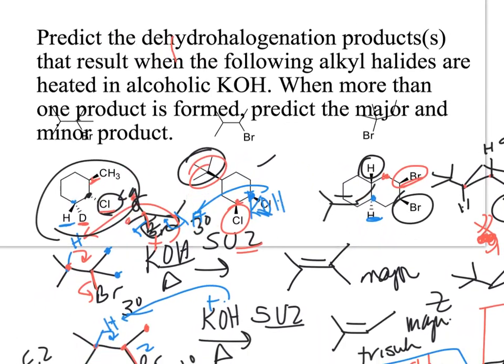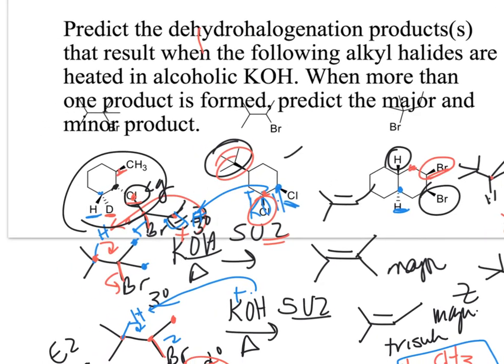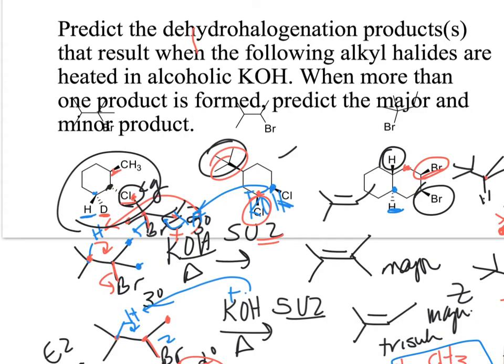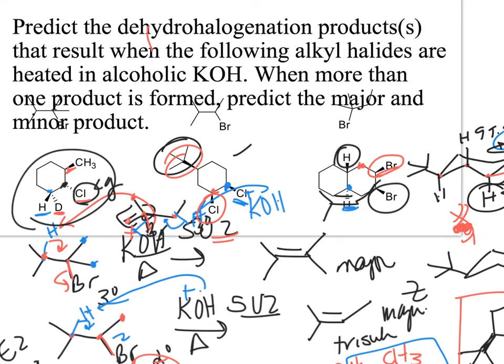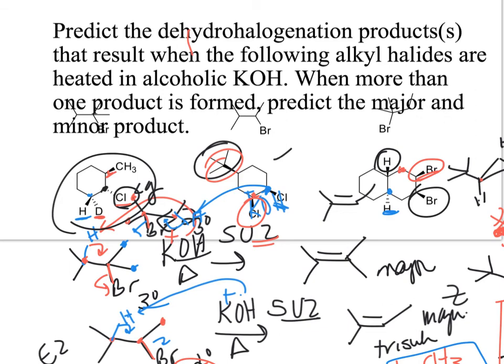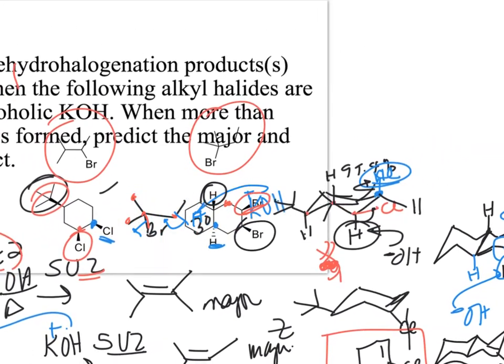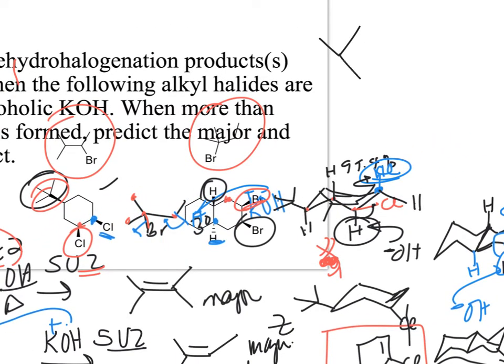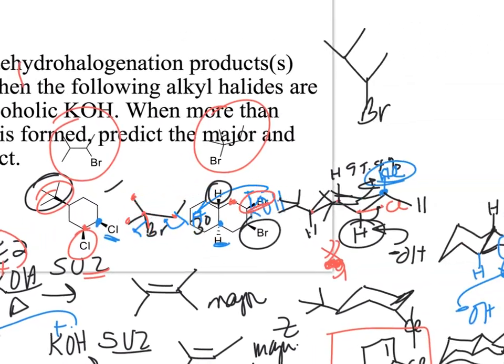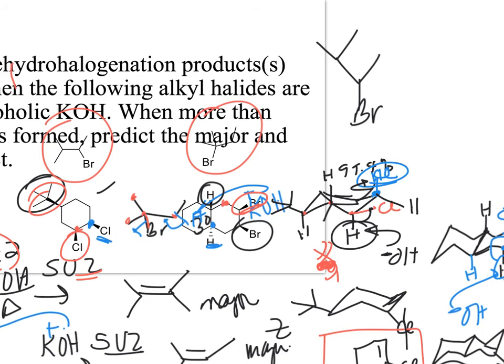Okay, predict the dehydrohalogenation products that result when the following alkyl halides are heated in alcoholic potassium hydroxide. Okay, so we're going to focus on the major product. Something else you can't see here is here's our starting material. So I will redraw these and react them with potassium hydroxide. So this is our first product, and you got to find your neighboring carbons.